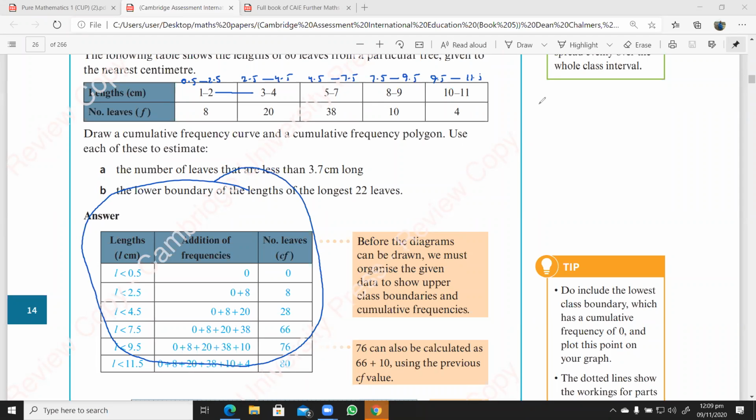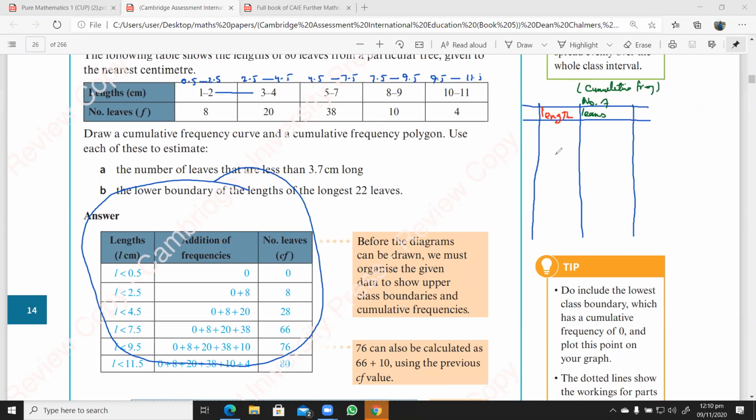Now I'll draw this separately for you. We have the lengths here, and then the number of leaves. So this is basically your cumulative frequency. Okay, cumulative frequency.